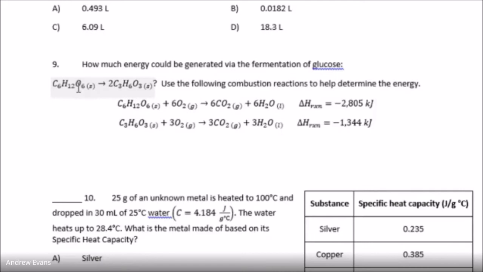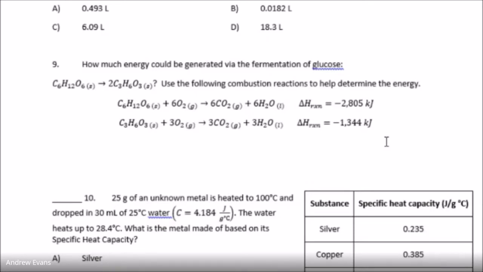So glucose only appears in reaction 1. So I'm going to write reaction 1 exactly as it appears. C6H12O6 plus 6 oxygen goes to 6 CO2 and 6 water. And that has a delta H of negative 2805.